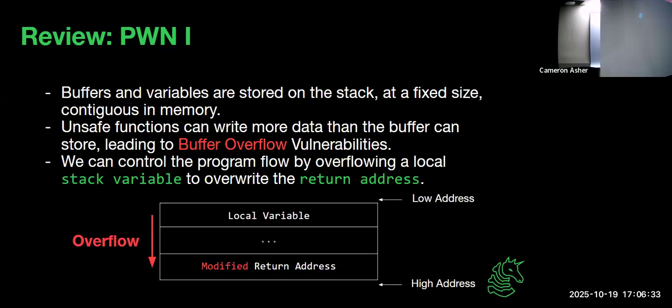Here's a review of some of the stuff we talked about in Pwn 1. Buffers and variables are stored on the stack, which is fixed size and continuous in memory. Unsafe functions can write more data than the buffer can store, which leads to buffer overflow vulnerabilities. And we can control the program flow by overwriting a local stack variable and going further down the stack into modifying the return address.